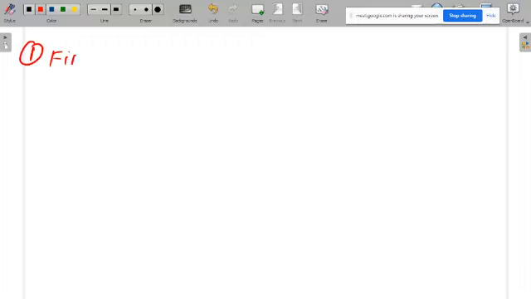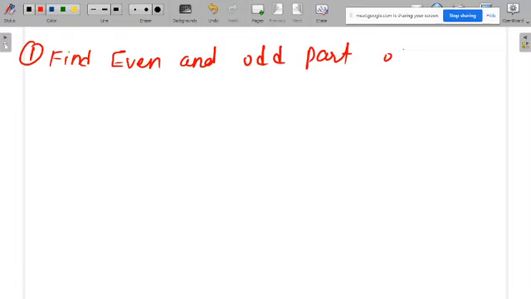Find the even and odd part of the signal. Okay, again, what is the signal given?